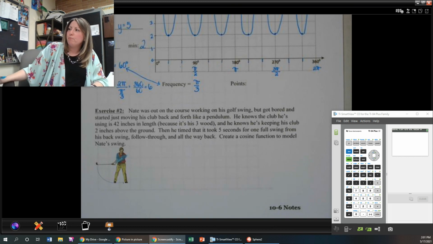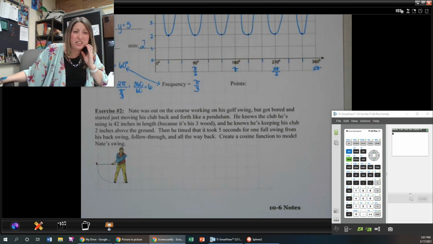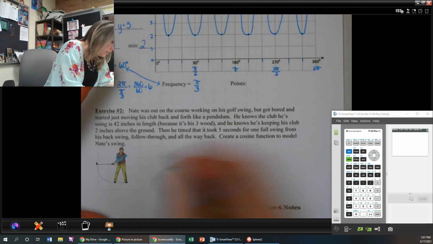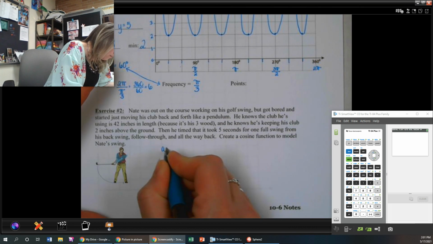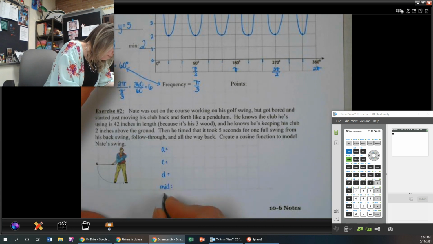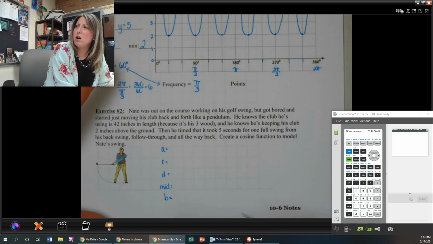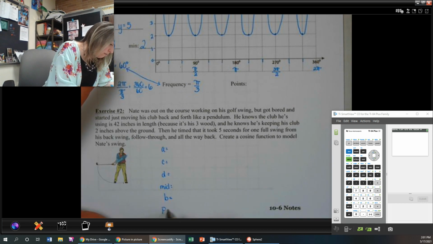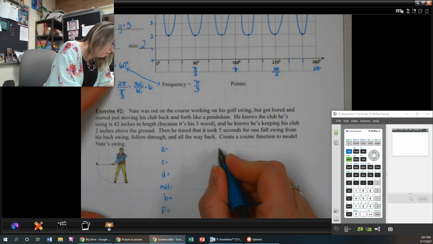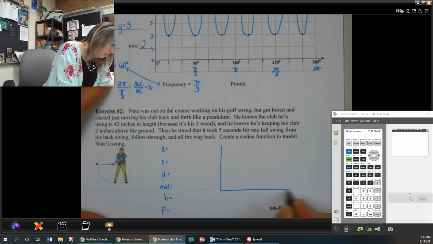All right, well, here we go. Let's create a cosine function to model his swing. Are we going to sketch that, or are we just going to create the function? Yeah, we can sketch it. Okay, so let's see. We're going to need an A value, perhaps a C value, perhaps a D value, a midline, and a B value. And how about a period? Okay, so we'll get all those fun things in. And let's do just a nice little graph here. And then we'll do a sketch.